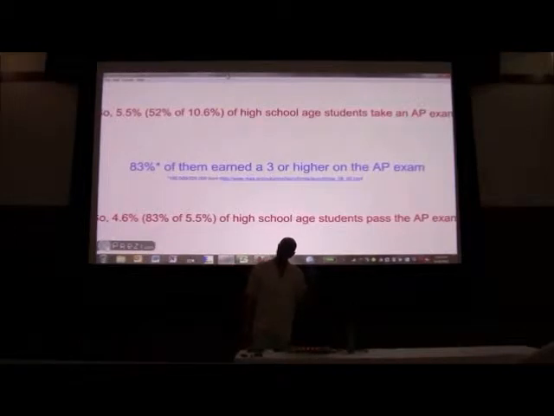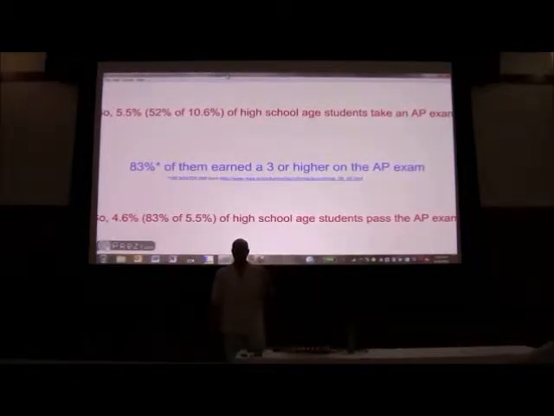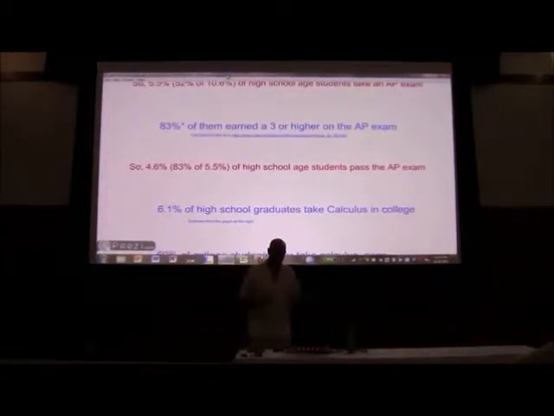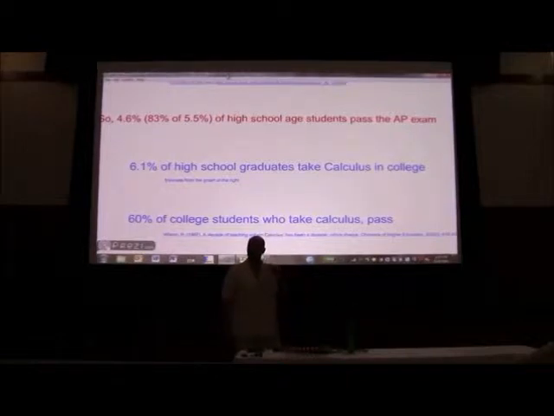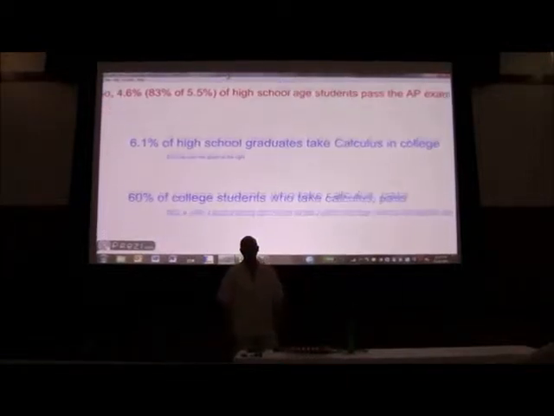Good number, 83% of them earned a 3 or higher on the AP exam, which most of us would say that's showing success in calculus. So 83% of that 5.5% is 4.6% of high school age students pass calculus. Only 4.6%. Now 6.1% of high school graduates take calculus in college, but 40% fail.